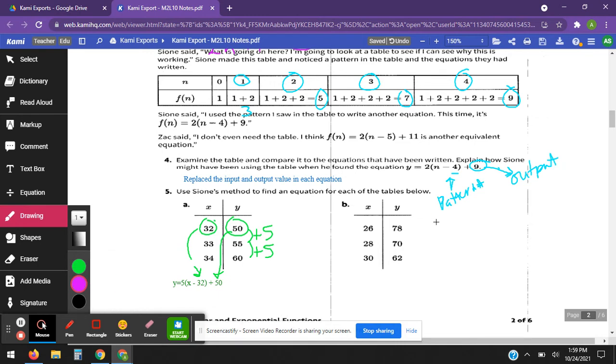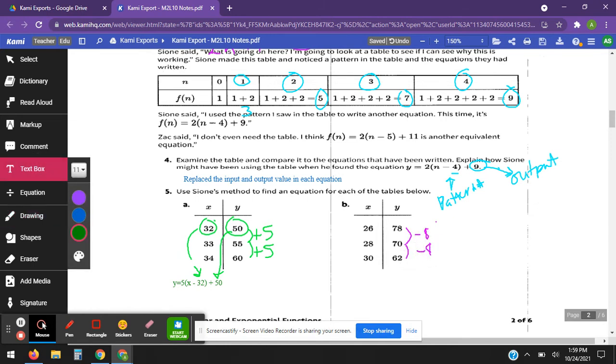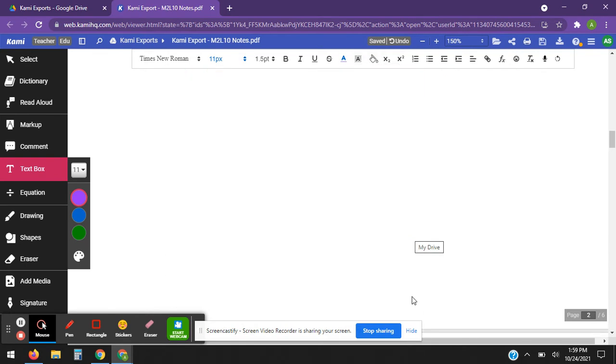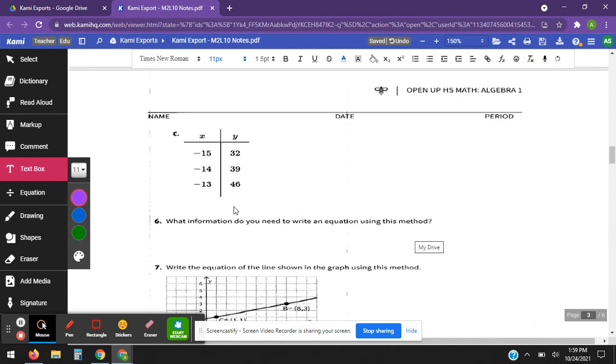All right, let's try it over here on this side. So for this one, it looks like I am subtracting 8. Okay, so let's figure out our equation. Y equals, so if I'm subtracting 8, I'm going to do a negative 8 over and over. I'm starting with the 26th term, so I'm going to take away that. And then I'm going to add what that output is, and in that case, it's 78. So that's my equation for there. So let's try one more. And down here, let's see what we're doing.